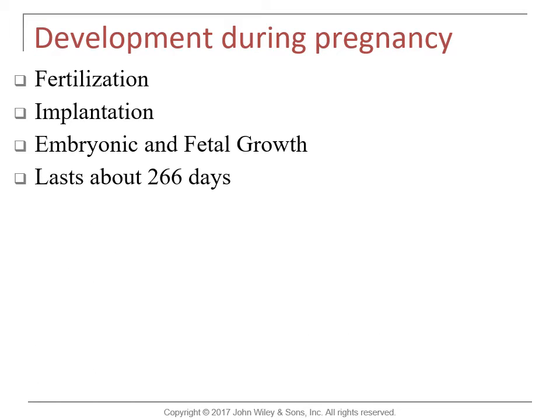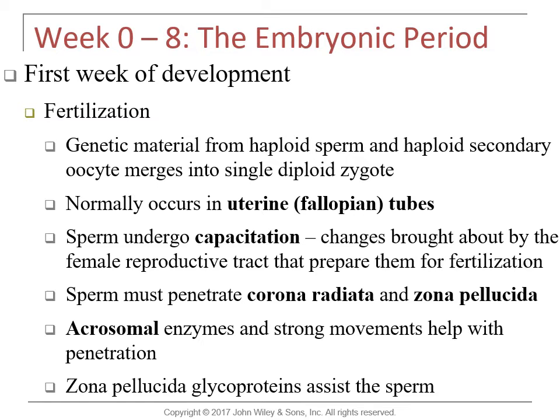Development during pregnancy. Pregnancy is a sequence of events that begins with fertilization. It proceeds to implantation, then embryonic development, and then fetal development, and ideally it ends with birth about 38 weeks later, or 40 weeks after the mother's last menstrual period. First, we're going to talk about the embryonic period. The embryonic period is the period from week 0 till week 8.